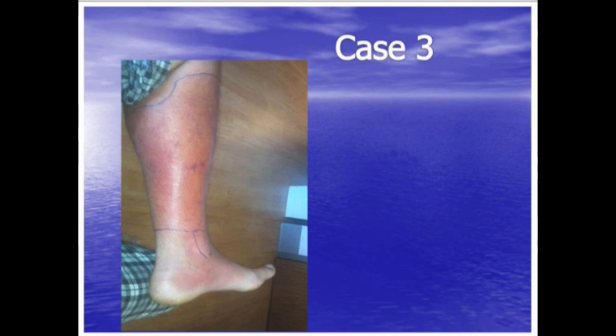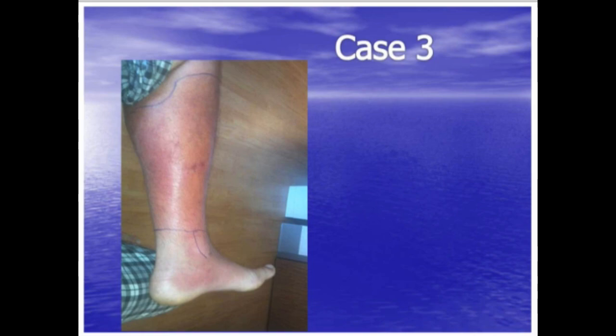So the next case is a 40-year-old male who presented to the emergency room complaining of progressive erythema in the left lower extremity, and you did a Doppler to rule out DVT, and it's negative. So obviously this patient has cellulitis. You can see that the borders are less demarcated compared to erysipelas.